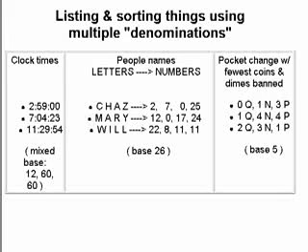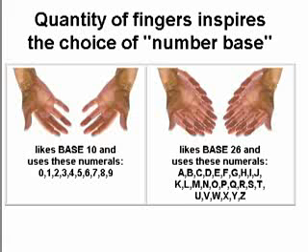In fact, if our pair of hands had 26 fingers instead of 10 fingers, our numbering system would probably use 26 numerals rather than the 10 we do. Quantity of fingers inspires the choice of number base. If we had 13 fingers on each hand, for a total of 26 on a pair of hands, we would probably use a numbering system with 26 numerals. Our addition table would be bigger too.